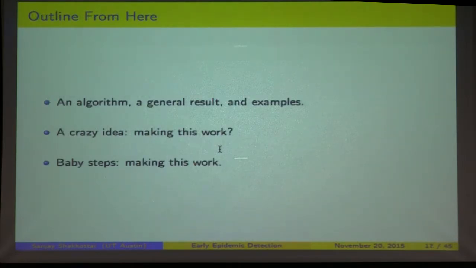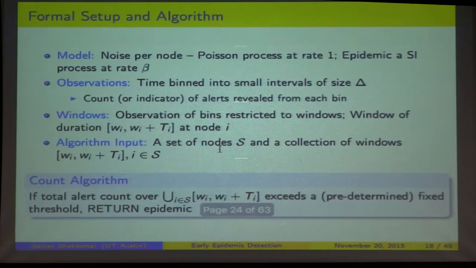Let me quickly go through the theory, and then I'll talk about the system side. The model is you've got a general graph. Noise per node is Poisson at rate 1. The epidemic process spreads at rate beta. Observations are the window type observation we talked about. You're allowed to count the number of blips for node i between Wi and Wi plus Ti. You choose Wi and Ti.